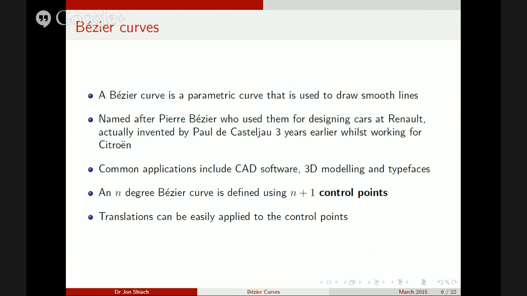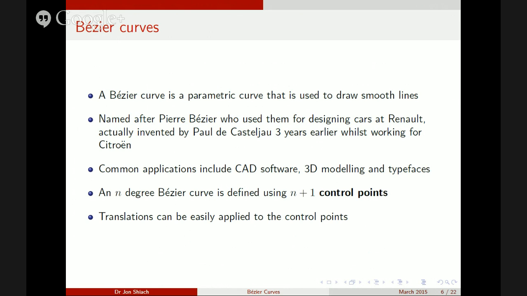I always think this is a bit tight, really, but it's named after a guy called Pierre Bézier who worked for Renault, but he didn't actually think of it first. There was a guy working for Citroën called Paul de Casteljau who thought of it first, but Bézier claimed all the credit. So that happens quite a bit in mathematics. So if you do come up with a wonderful method, make sure you slap your name on it.